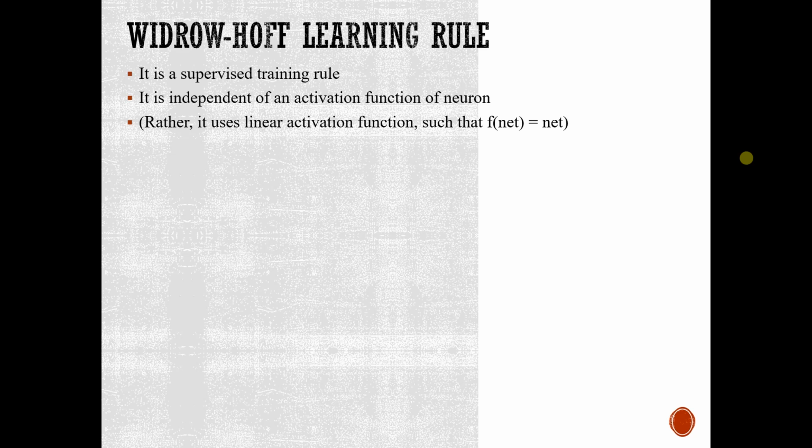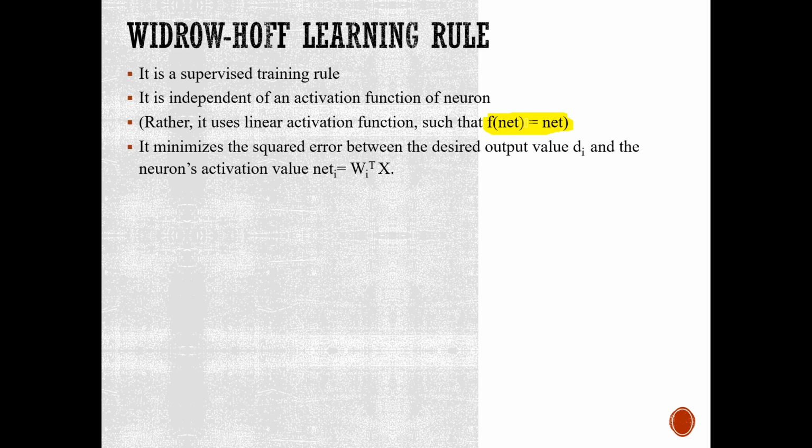Or we could also assume that it uses a linear activation function, and in linear activation function we know that f of net is equal to net. This rule tries to minimize the squared error between the desired output di and the neuron's activation value net of i, and net i is nothing but wi transpose x.